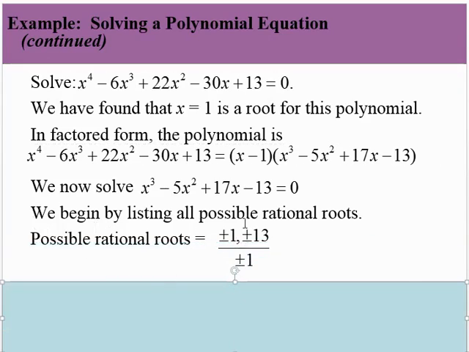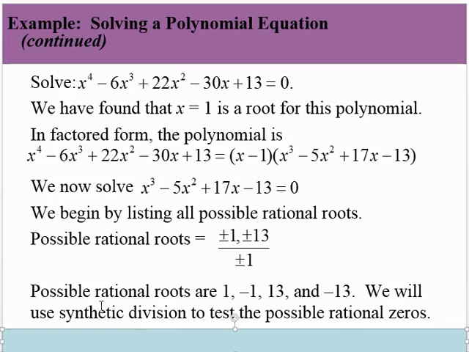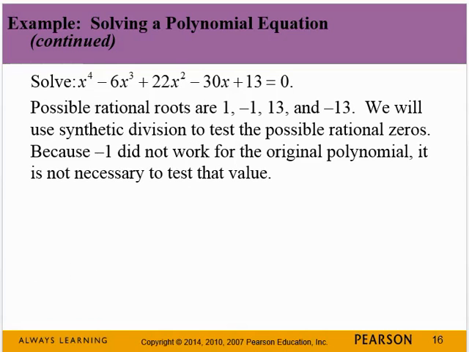We begin by listing all possible rational roots. Your root possibilities are going to be the same as they were before. So possible rational roots are 1, negative 1, 13, and negative 13. We're going to use synthetic division again to solve this. Because negative 1 didn't work for the original polynomial, it's not necessary to try for that value. It didn't work before, so it's not going to work now. 1 did work last time, so let's try 1 again.